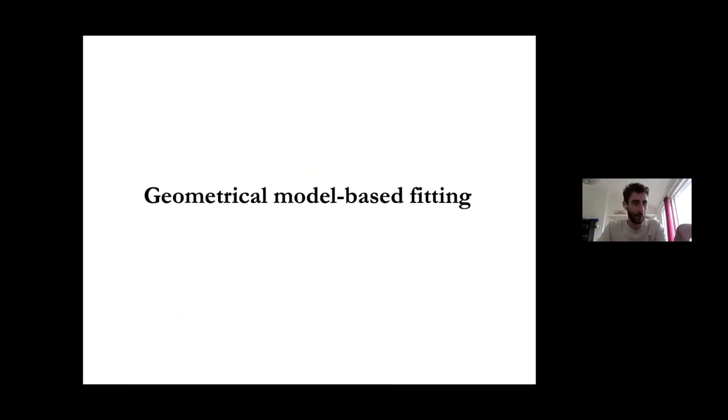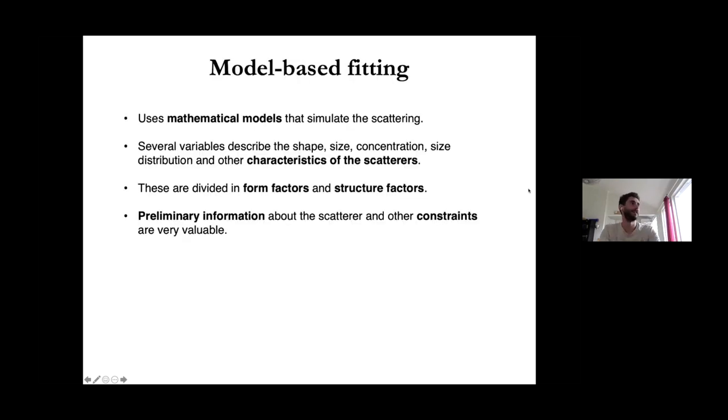But I'm going to get into the more interesting part, that is the model-based analysis. So basically, this model-based analysis uses mathematical models that have been developed to calculate the scattering from different structures. In the same way that we know that the scattering cross-section is related to the Fourier transform of the scattering length density distribution in the system, we can develop mathematical models that calculate the Fourier transform of those scattering length density distributions.